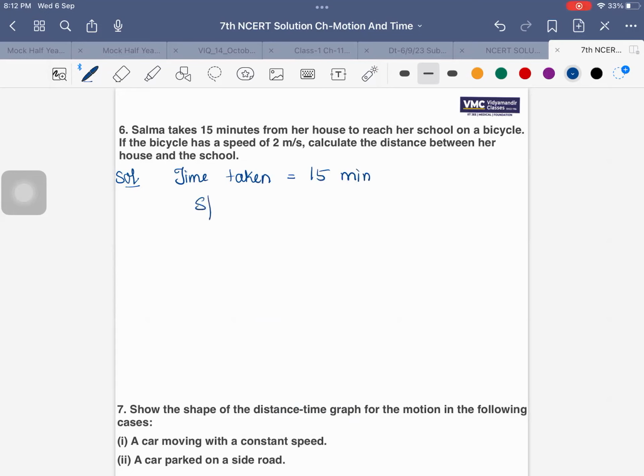And what is the speed? It's 2 meters per second.